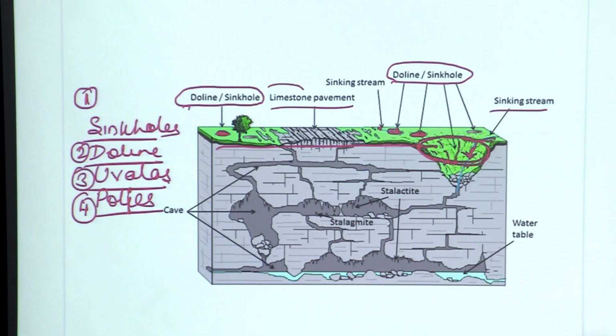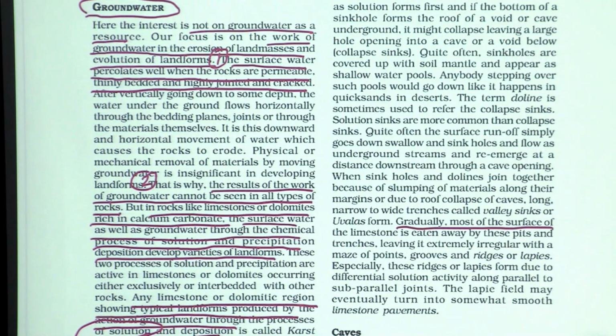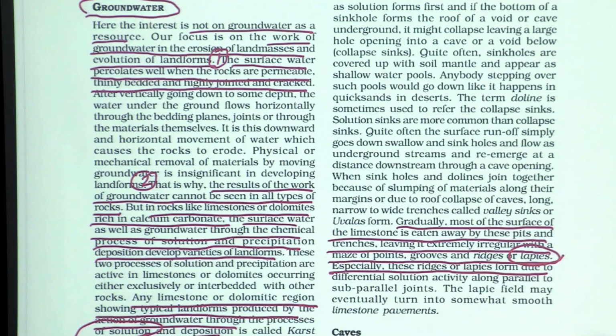And how do I take the definition of limestone pavement? Limestone pavement is a non-dissolved area. Let us read it from NCERT. It reads, gradually most of the surface of the limestone is eaten away by these pits and trenches, leaving an extremely irregular surface with a maze of points, grooves and ridges or lapies. Lapies we have learned. Especially these ridges or lapies form due to differential solutional activity along parallel to sub-parallel joints. The lapie field may eventually turn into somewhat smooth limestone pavement.